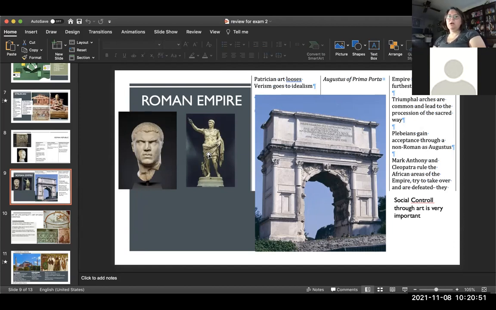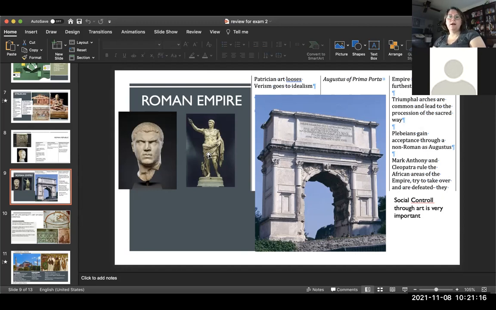The empire expanded the furthest under Emperor Trajan. If you remember, Trajan was the very first emperor who wasn't Italian, he was Spanish. So his line starts including people who were not Italian.